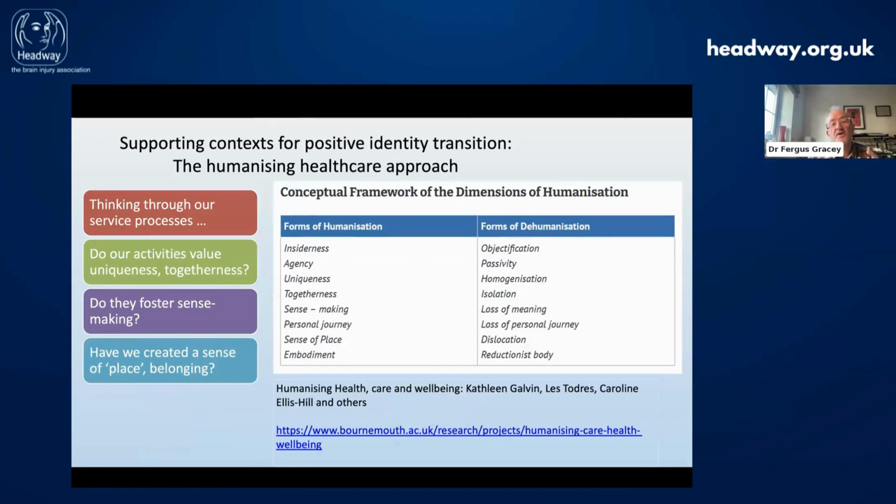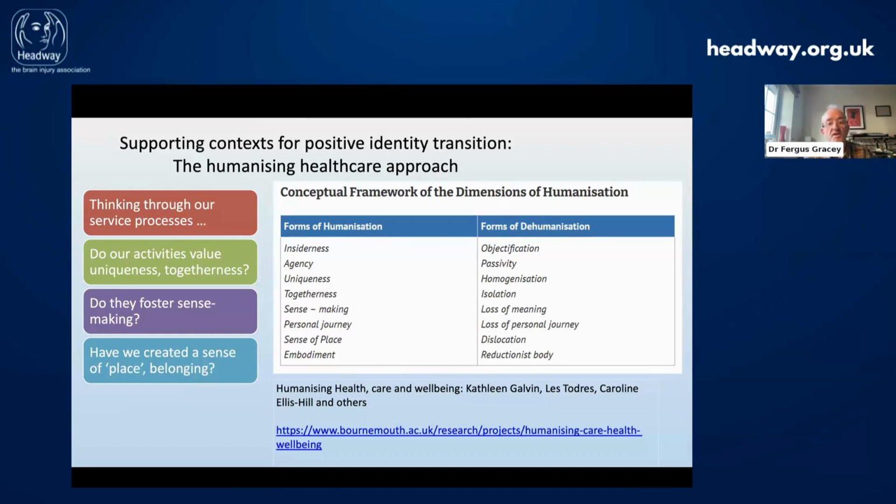And then finally, the final part of this morning's talk is thinking about contexts for positive identity change. There are a few different ideas here I'll skip through. The first one is the humanizing healthcare approach, and this comes from the work of Caroline Ellis Hill and others, really thinking about those aspects of experience that foster humanization. You can use this as a checklist, because if you're engaging in humanization in your rehab setting or in your service, then you're likely going to be fostering that sense of identity transition and making it a safe place for identity for people.